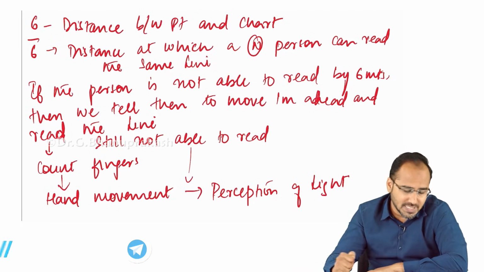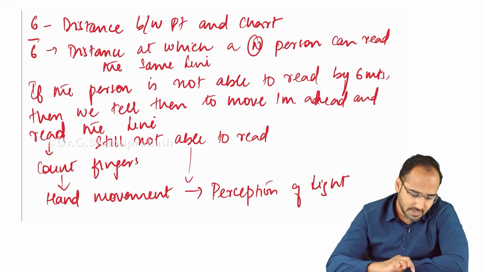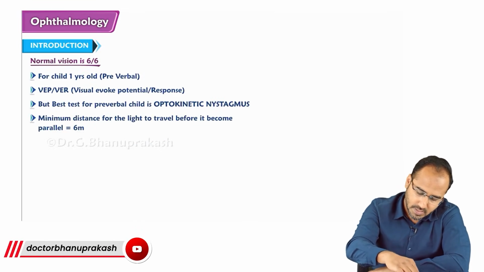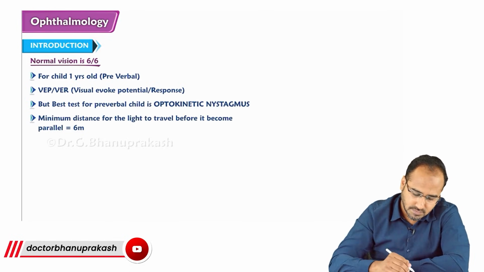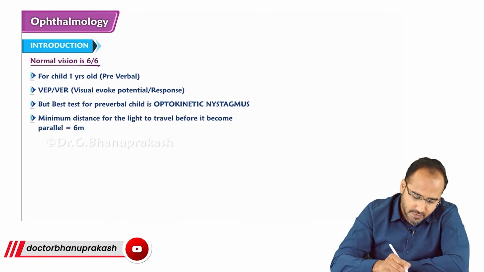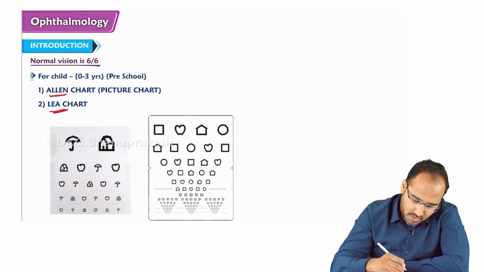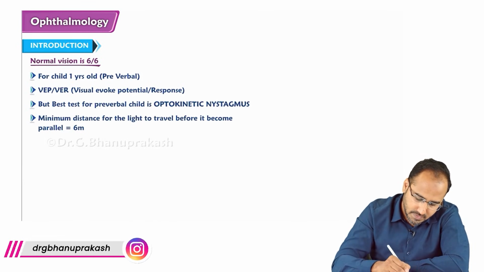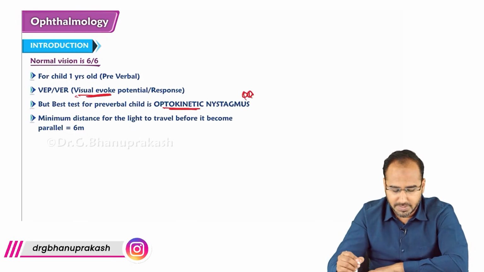For a pre-verbal child, we go for what? Visual evoked potential and optokinetic nystagmus. Right? So for pre-verbal child, we go for visual evoked potential or optokinetic nystagmus. Visual evoked potential, but the best test is optokinetic nystagmus.